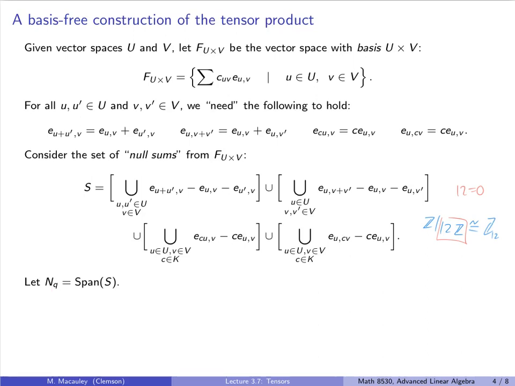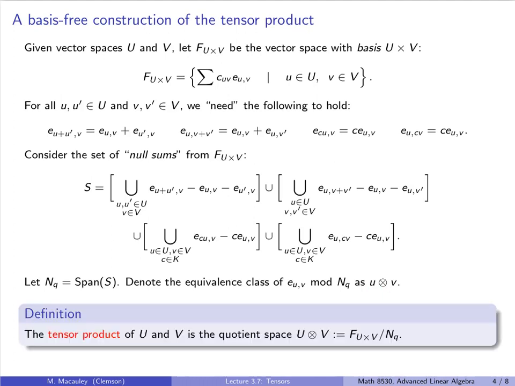So the name NQ here suggests that Q stands for quotient map. So literally Q is the map from the free vector space to the free vector space quotient NQ. That just sends an element, the direct sum C U V E U V, to itself mod NQ. Of course, this is an equivalence class, and we will denote the equivalence class of EUV as U tensor V. Now we can define the tensor product of U and V to be the quotient space of this free vector space mod NQ.